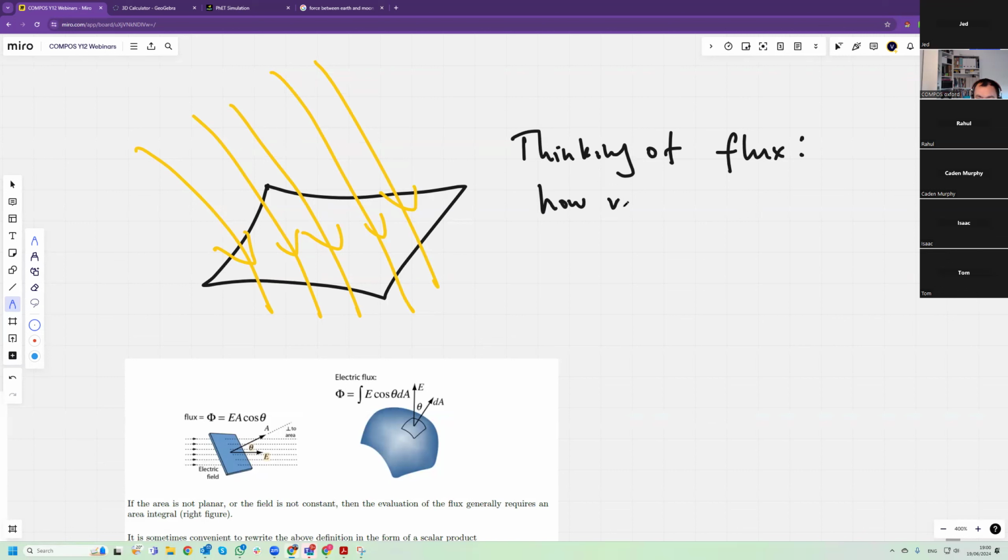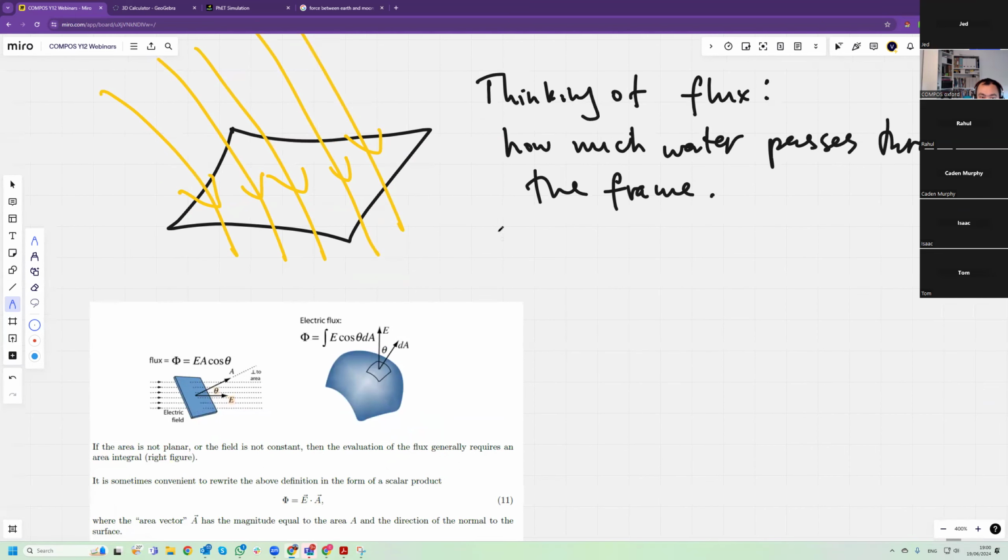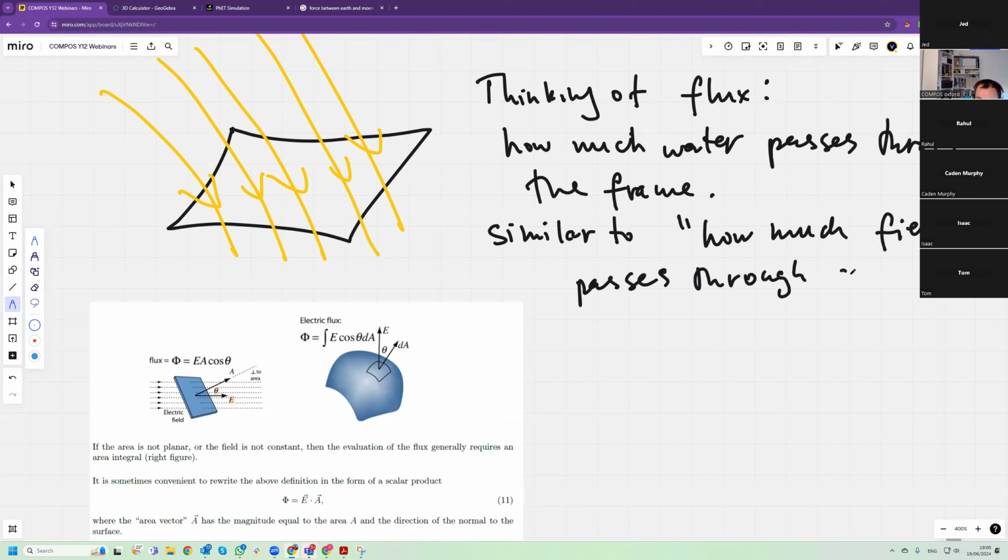How much water passes through the surface, the frame? How much water passes through the frame? So similar to how much field passes through a surface. That's why it's called flux, right? Flux, like water flux. It's an influx of water. So, yeah, do you think you understand it on an intuitive level?